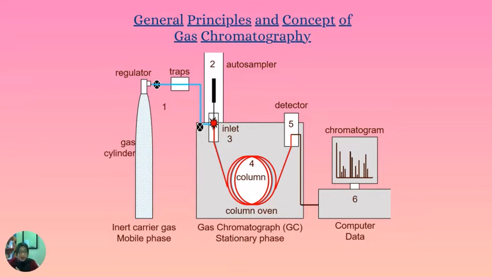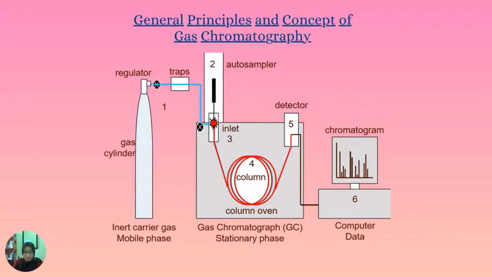General principle and concept of gas chromatography. First of all, we need to know that gas chromatography is a technique for separating components based on their volatilities. Volatile components are the components that get easily vaporized at room temperature. The general principle of gas chromatography is that a sample is injected at the injector port and vaporized into the column. The sample is separated and then detected by the detector.